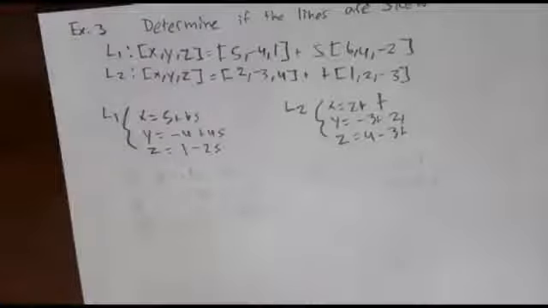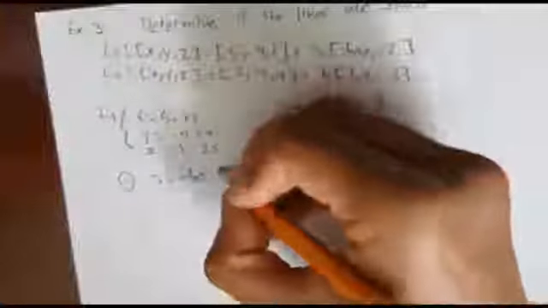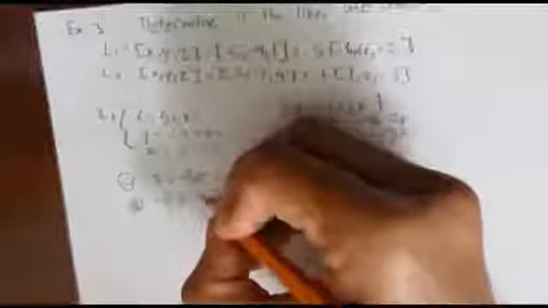So now if we equate the respective equations together, we're going to get equation 1 is going to be 3 is equal to negative 6s plus t. Equation 2 is going to be negative 1 is equal to negative 4s plus 2t.